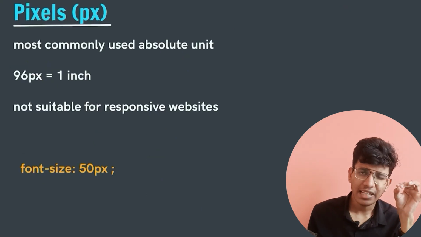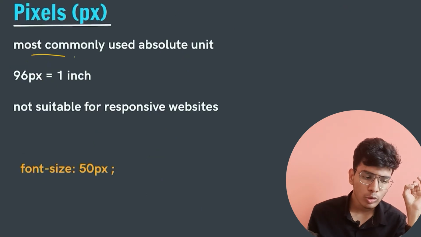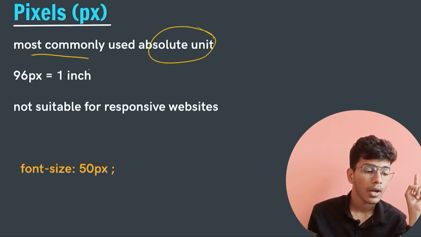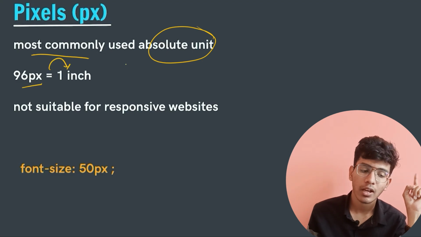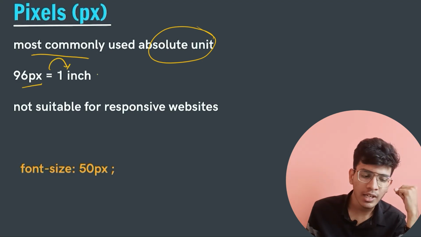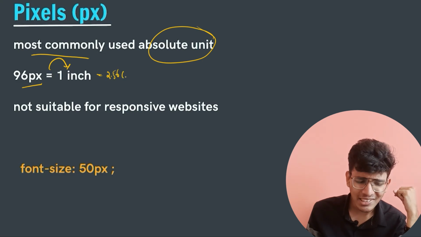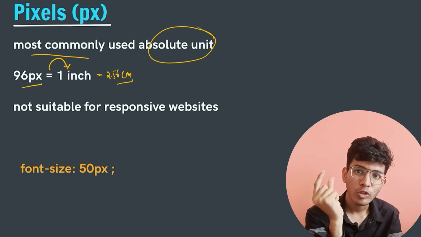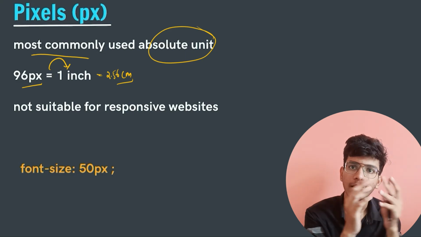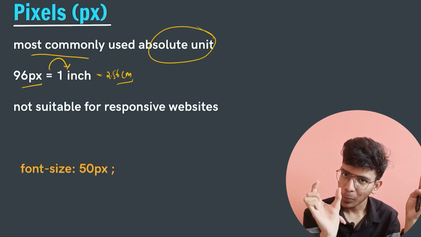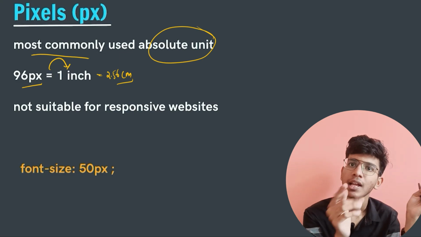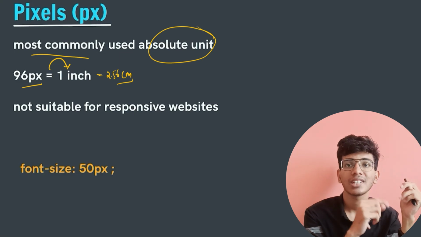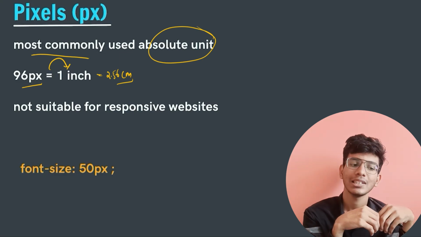Now let us talk a little bit about pixels. This is the most commonly used absolute unit, and 96 pixels is equal to 1 inch, and I think 1 inch is equal to 2.54 centimeters. Yeah, so 2.54 centimeters means this small thing. Can you imagine that if you break an inch into 96 parts, then one part of them will be equivalent to 1 pixel. This is how small a pixel is, right?